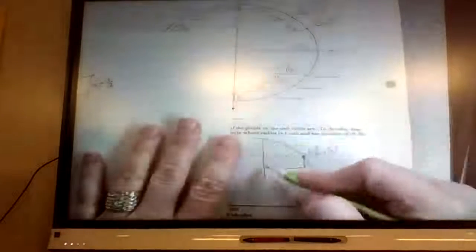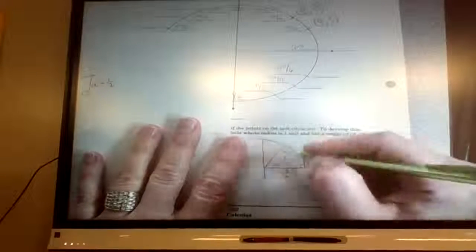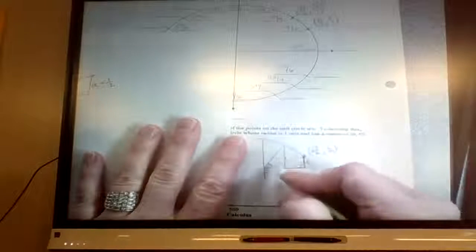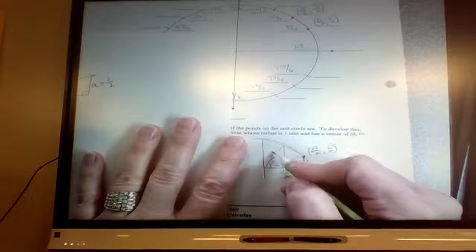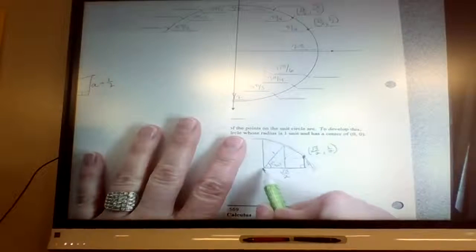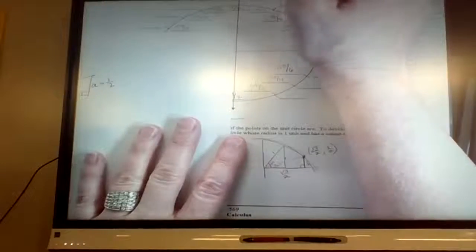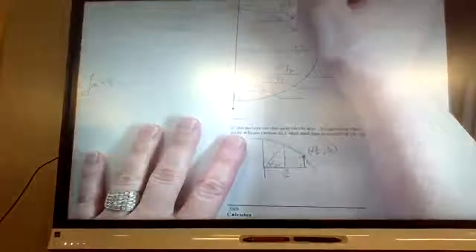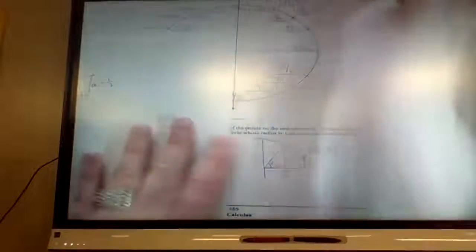If I drew a 60-degree angle, it's the same thing. But how far did I go over on the 60? A half. And how far did I go up? Square root of 3 over 2. Okay.